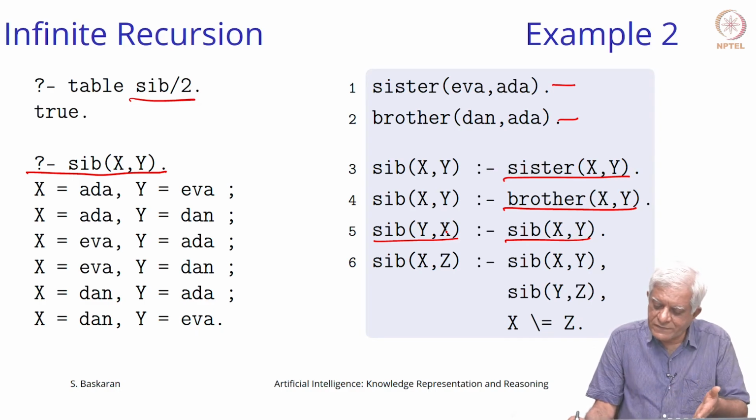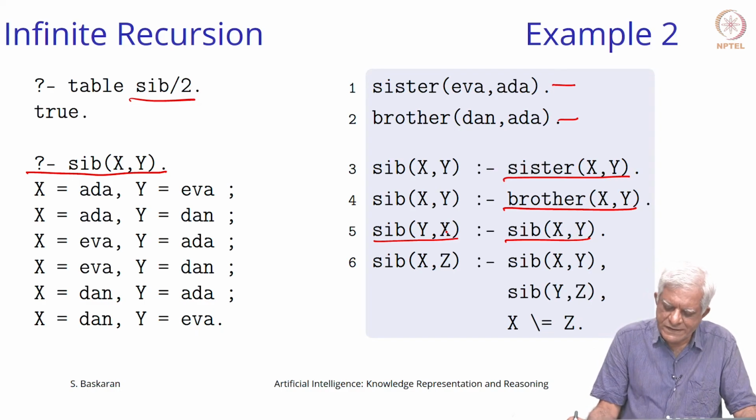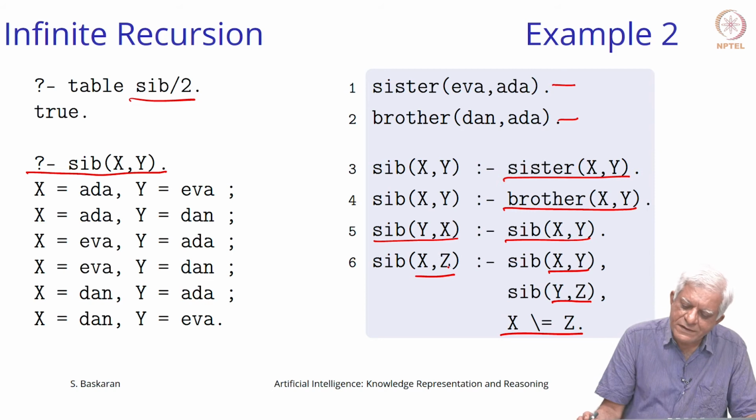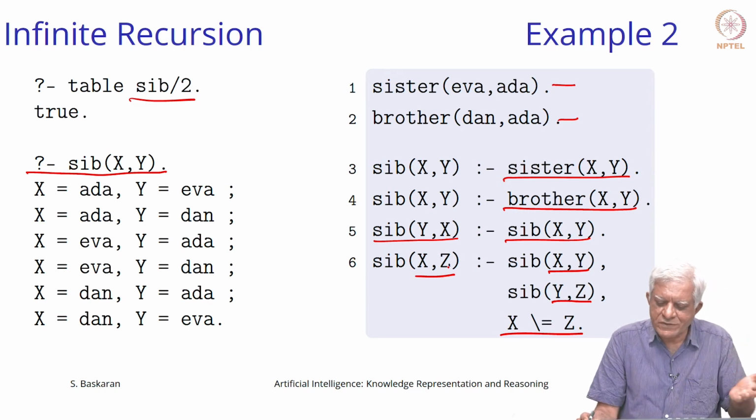And we have another rule, which is a transitive rule. It says that if x is a sibling of y and y is a sibling of z and z is not the same as x, then x is a sibling of z essentially. So, if there are three individuals and you know just this information, then you can conclude who is a sibling of y.